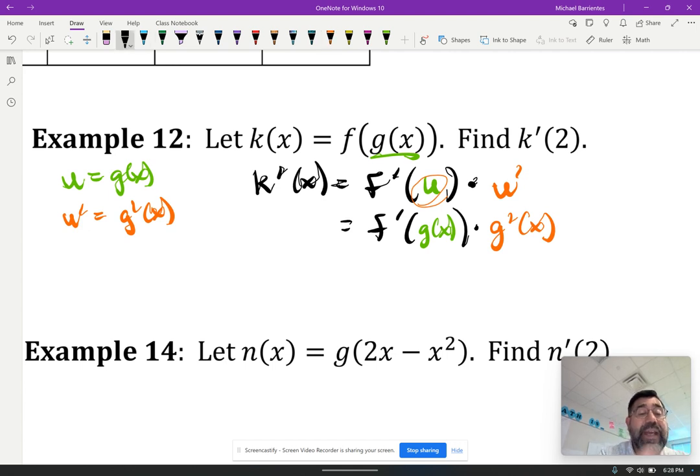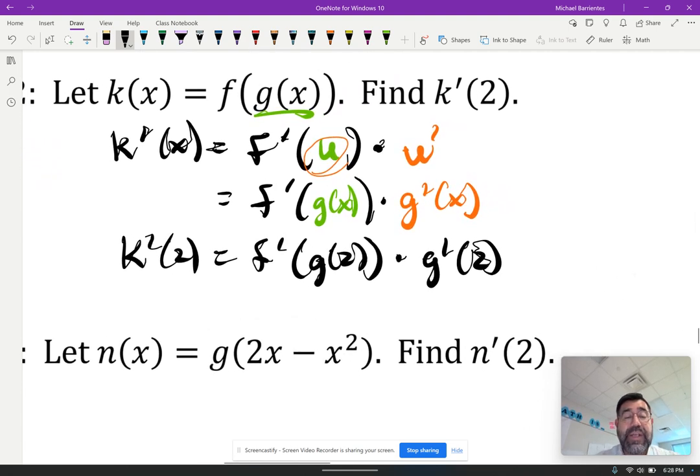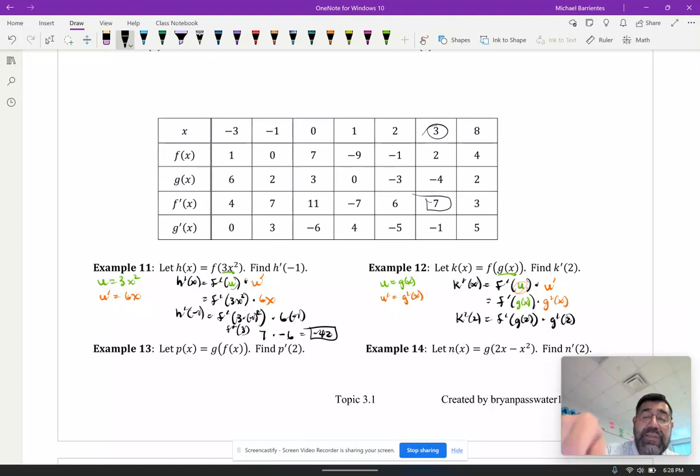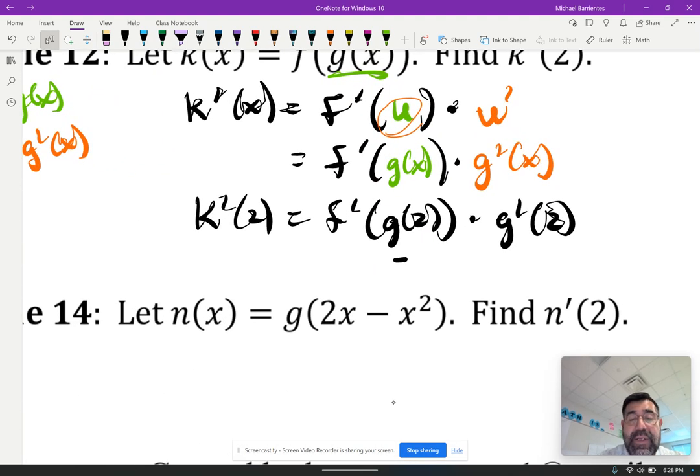So we're looking for k prime at 2, which is f prime at g of 2 times the derivative of g at 2. This is what I'm looking for. I need to find g of 2 in the table, and I need to find g prime of 2 in the table. Let's find g of 2 first. That means using g at x equals 2, which is negative 3. So this inside becomes negative 3, but now I need to find f prime of negative 3.